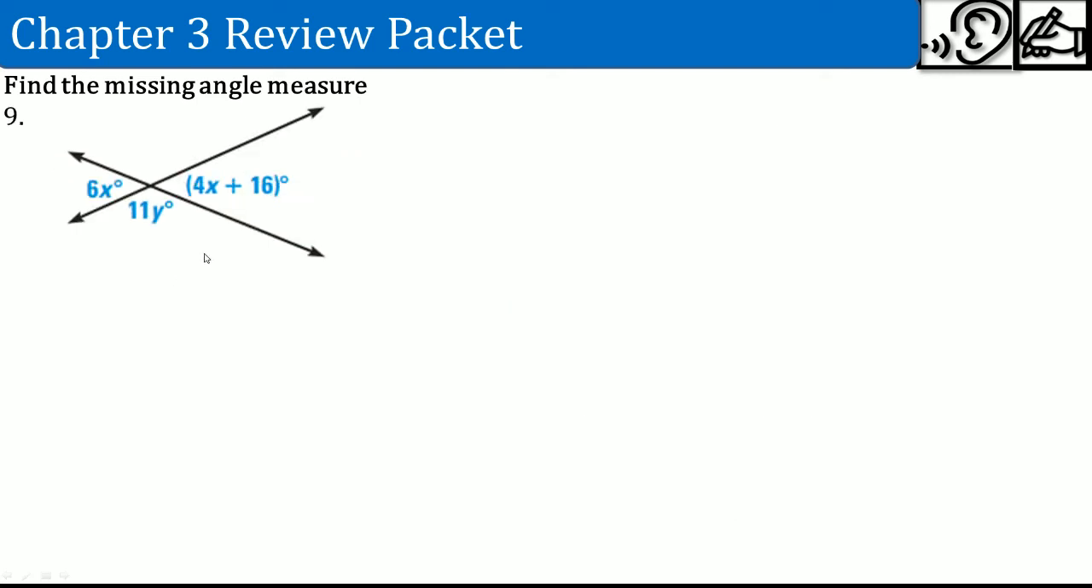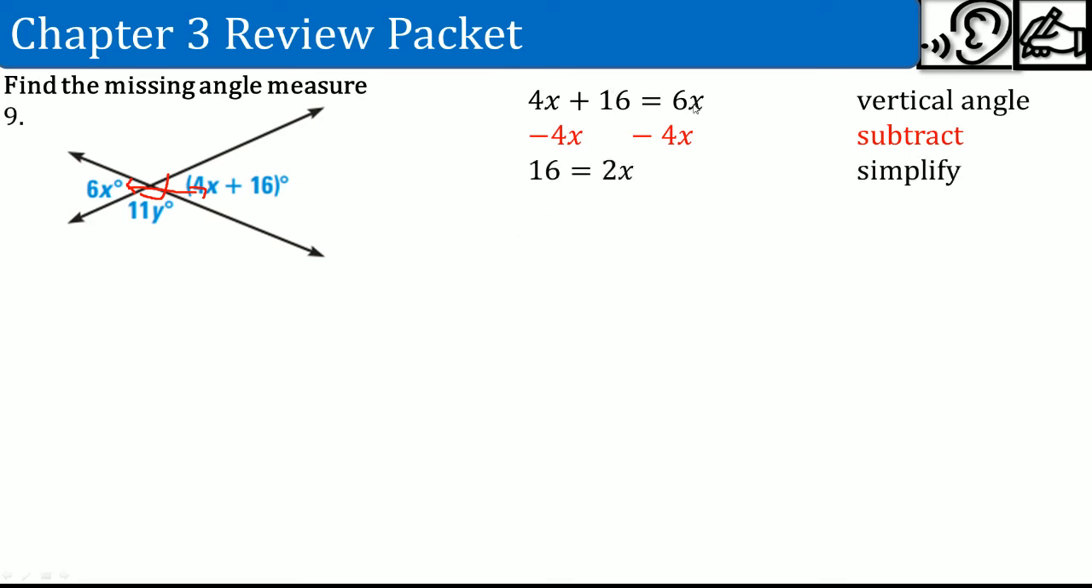9, same process, but this time I have to set up the vertical angle. If I set up the linear pair here, it wouldn't work. I have to set up the vertical angle because there's only one variable here. If you set up a linear pair, you would get two variables, and you can't solve that. So 4x plus 16 equals 6x. That is the vertical angles. Subtract 4x from both sides, because you're trying to move the smaller variable. Bring down the 16. 6x minus 4x becomes 2x. Divide everything by 2, and you get x equals 8. 16 divided by 2 is just 8.